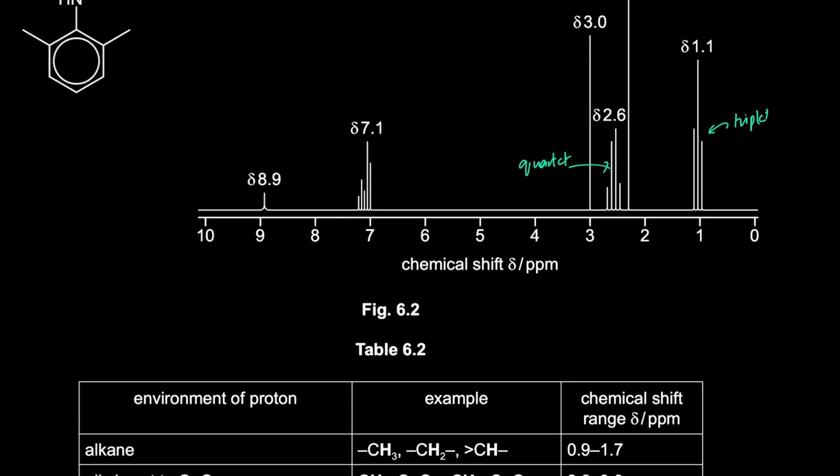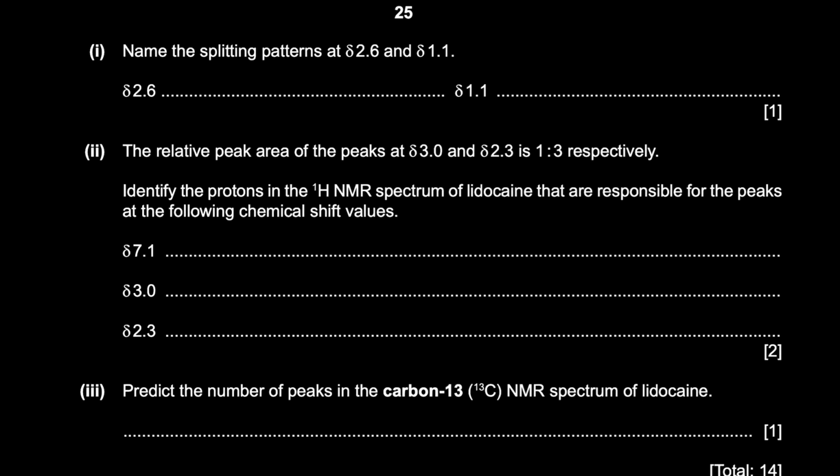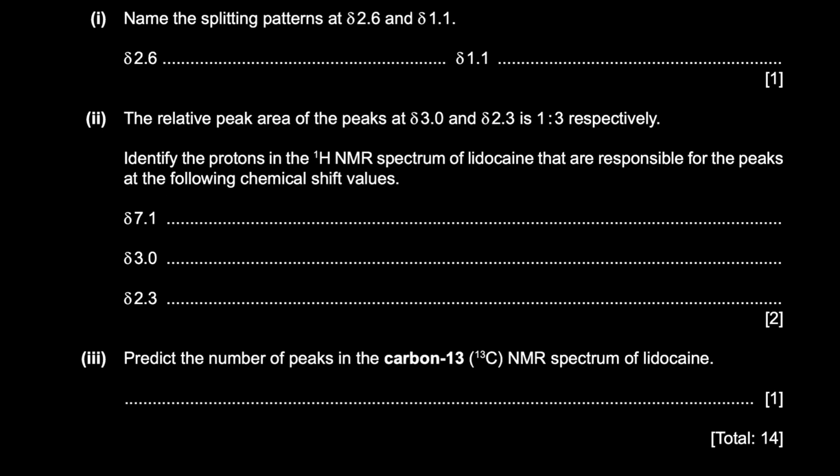Okay, so 1.1 is a triplet and 2.6 is a quartet. The relative peak areas at 3.0 and 2.3 are in the ratio 1:3 respectively.